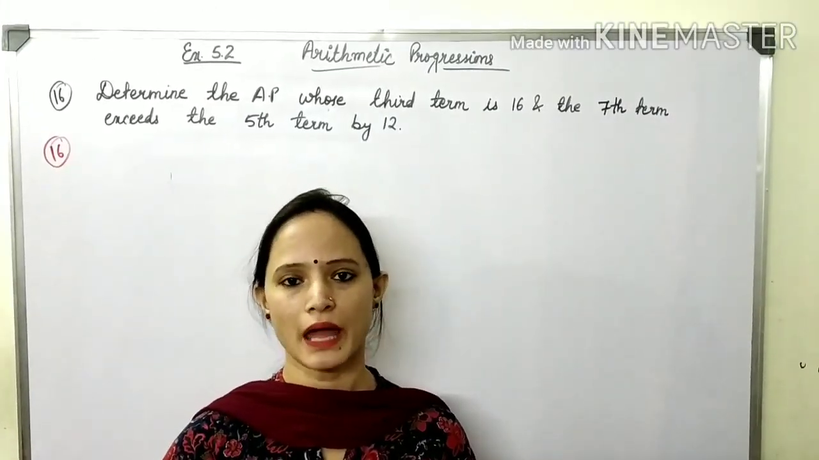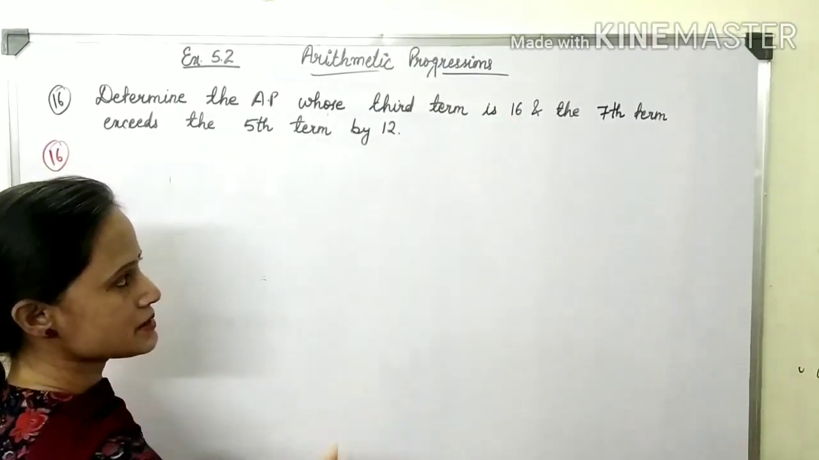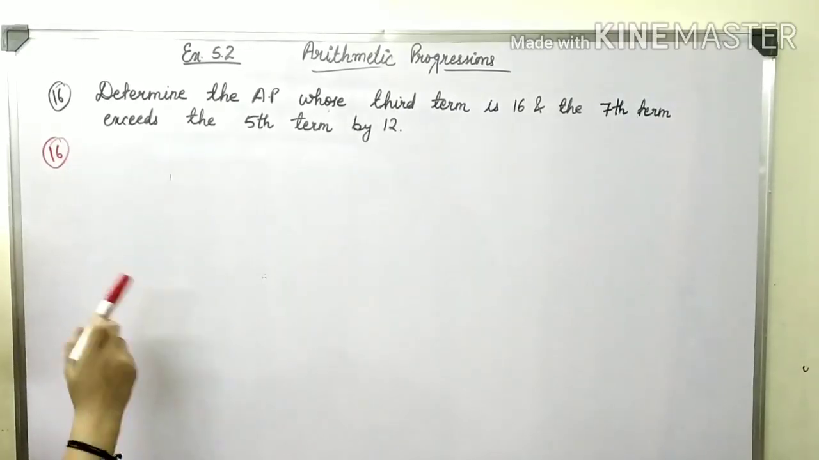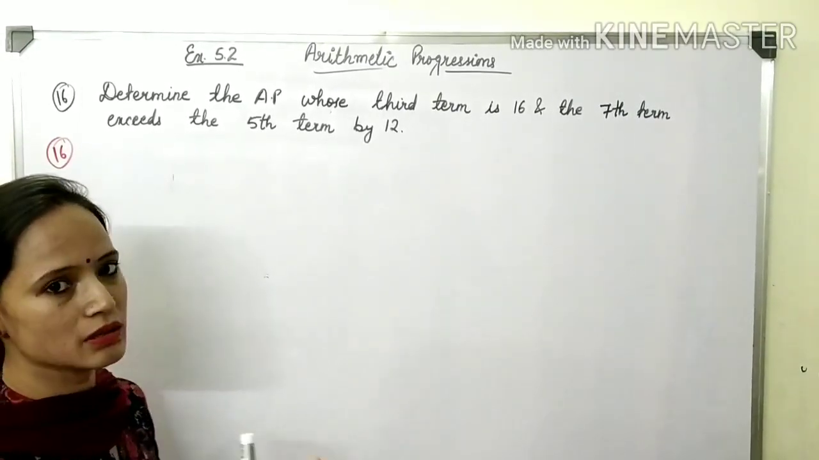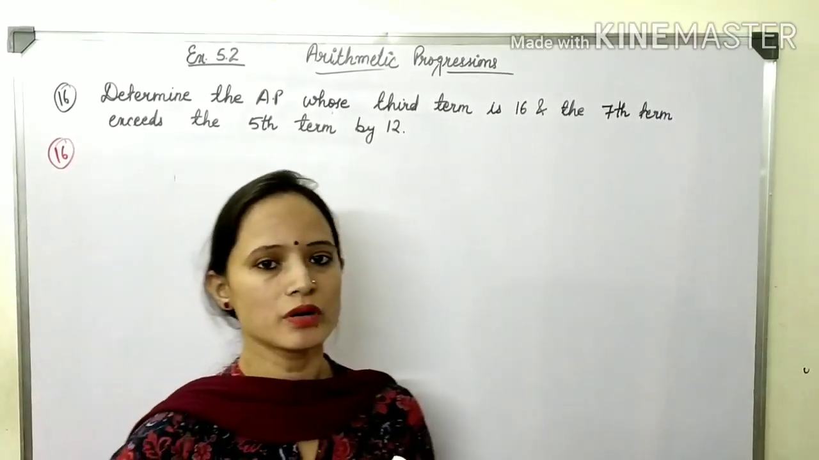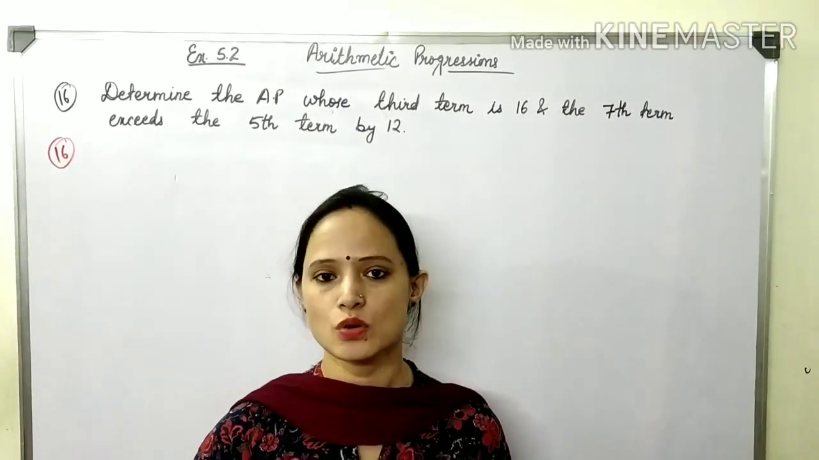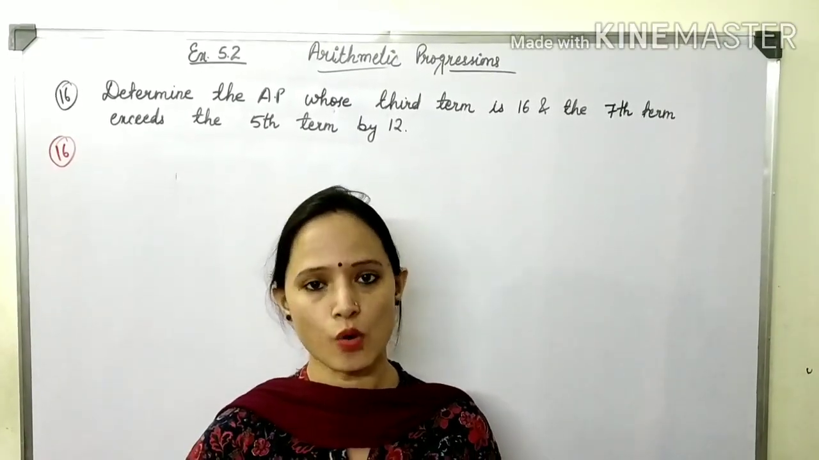Next, question number 16. Here we have to determine the AP when its third term is given, that is 16, and the 7th term exceeds the 5th term by 12. So the difference between the 7th term and 5th term is given as 12. Now, when we have to determine the AP, we know that we need the first term and the common difference. It means there are two unknowns.